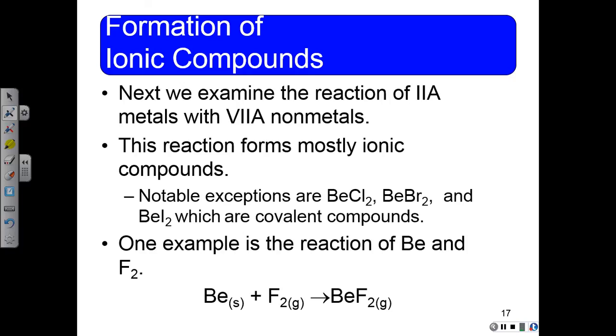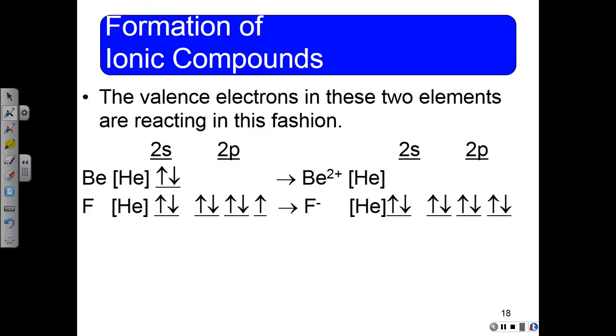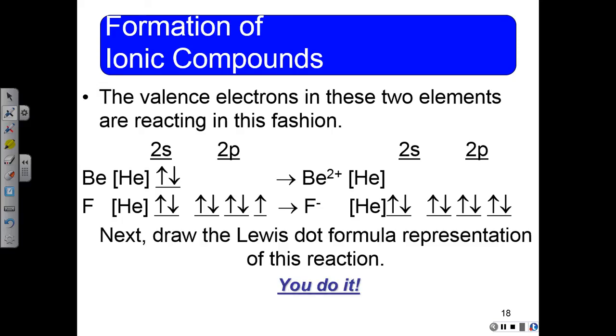Okay, so if we look at our configuration here, I'm going to have to draw some more into this. What group or how many valence electrons do we have for beryllium? We have 2. All right. How many electrons does fluorine want to gain? 1. So it can gain 1, but it cannot gain 2, right? So what do you think is going to happen here?